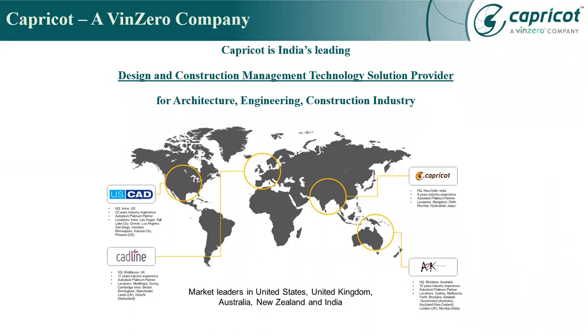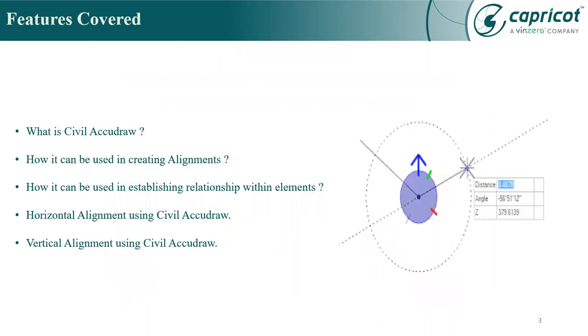So moving further to today's video series, what we are going to learn is Accudraw. It is a tool available in OpenRoads Designer, which is very helpful in designing horizontal alignment as well as vertical alignment with a design intent and intelligent elements. Today we are going to cover how to create horizontal alignment and vertical alignment using Civil Accudraw, and we will further understand where else, apart from alignment design, we can use Civil Accudraw.